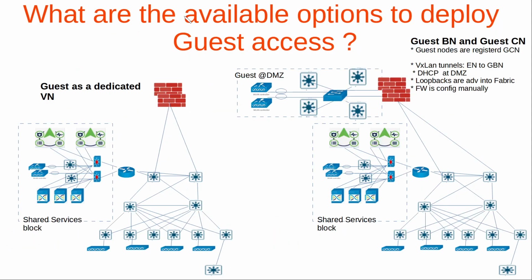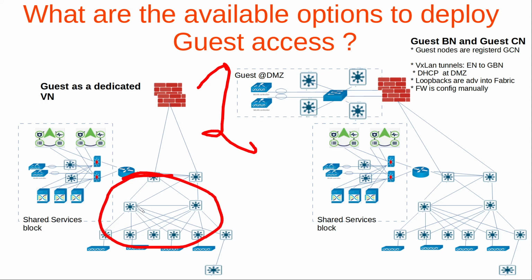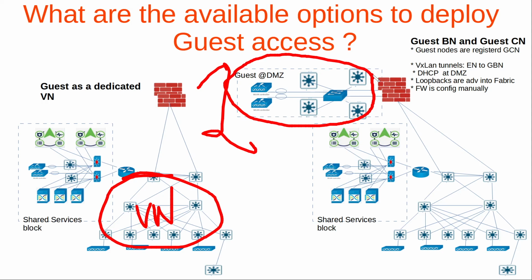Next question. What are the available options to deploy guest access? You have 2 options for the Cisco SD-Access solution. Guest access as a dedicated virtual network, so you will be creating a virtual network for guests that provides a certain level of security and separation of traffic. And your other option is using a DMZ zone connected to your firewalls, where you will be installing guest border nodes and guest control nodes.